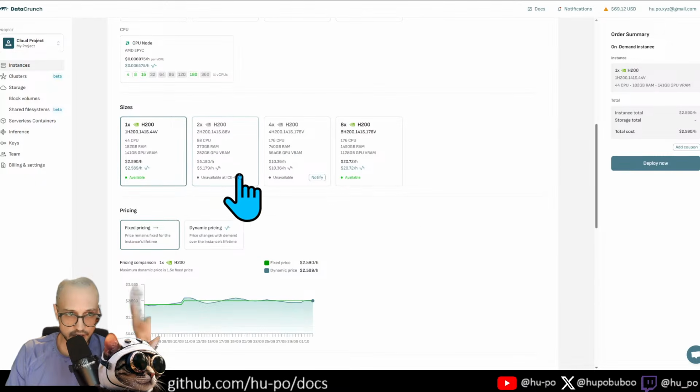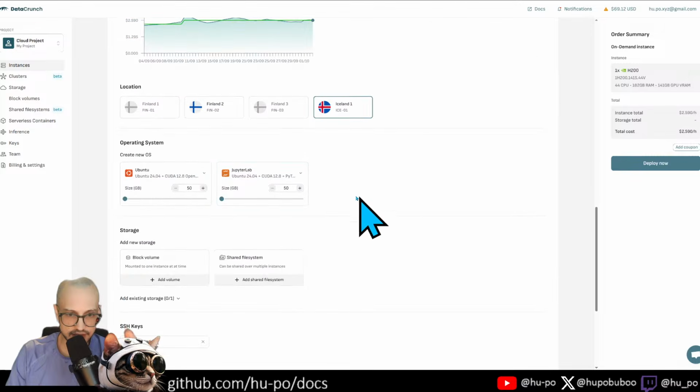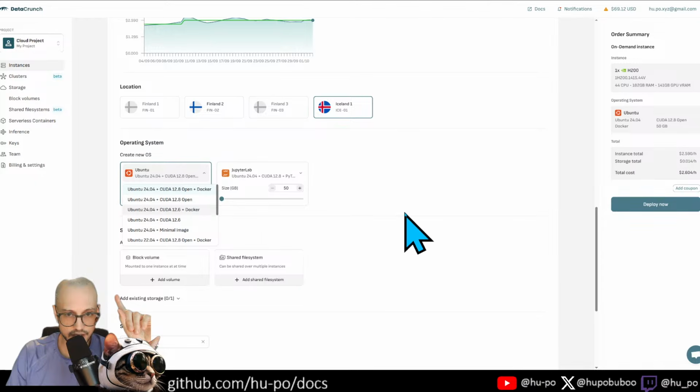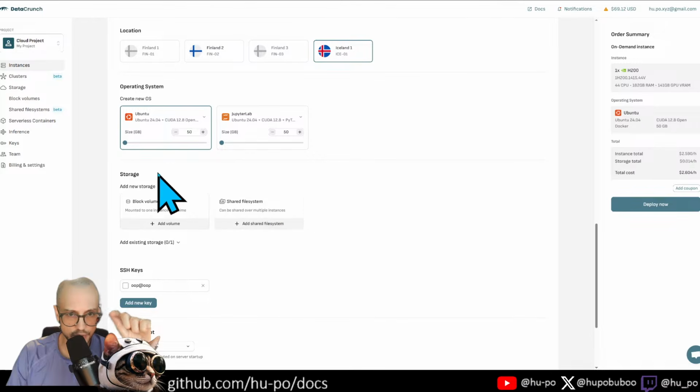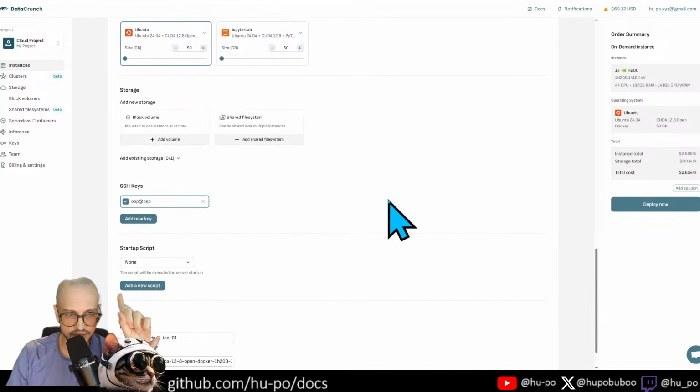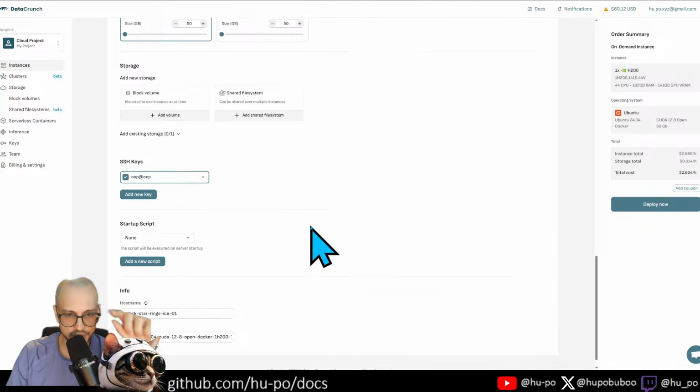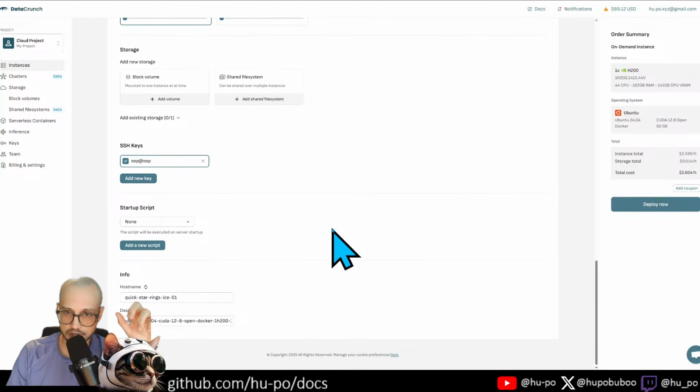So we're going to start an H200 in Iceland. We're going to have Ubuntu 24 with CUDA 12. We don't want any storage here. We're going to give it the SSH key for this computer. We don't want any startup script.